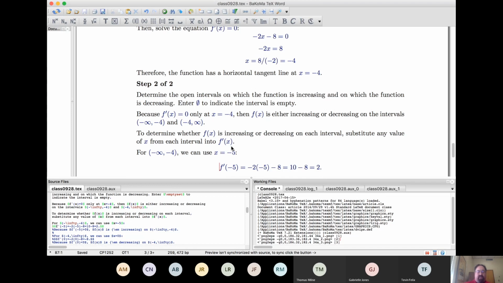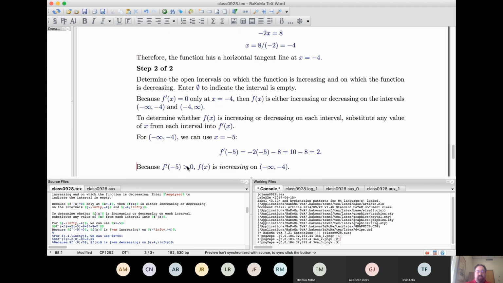So that says that the function is increasing on this entire interval, because the derivative is positive at this one point in here. Therefore, it's positive on the entire interval. So the derivative is positive. Therefore, the function is increasing.